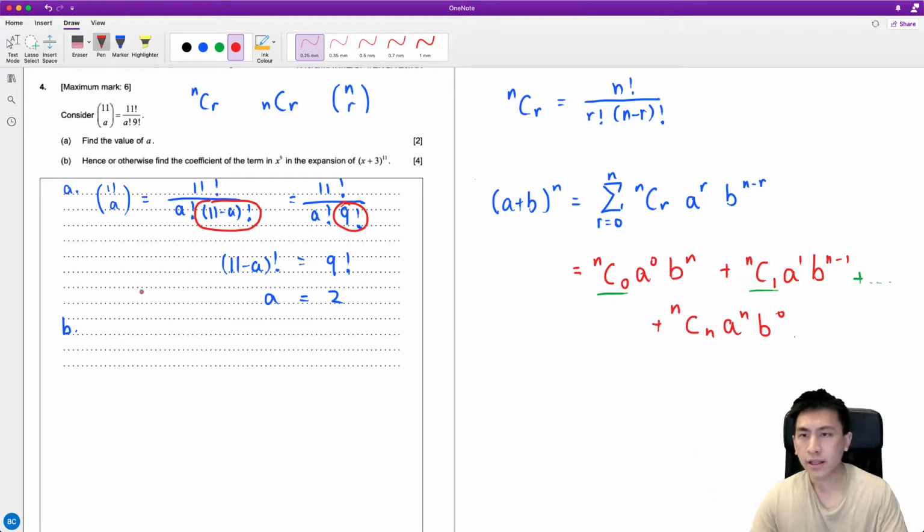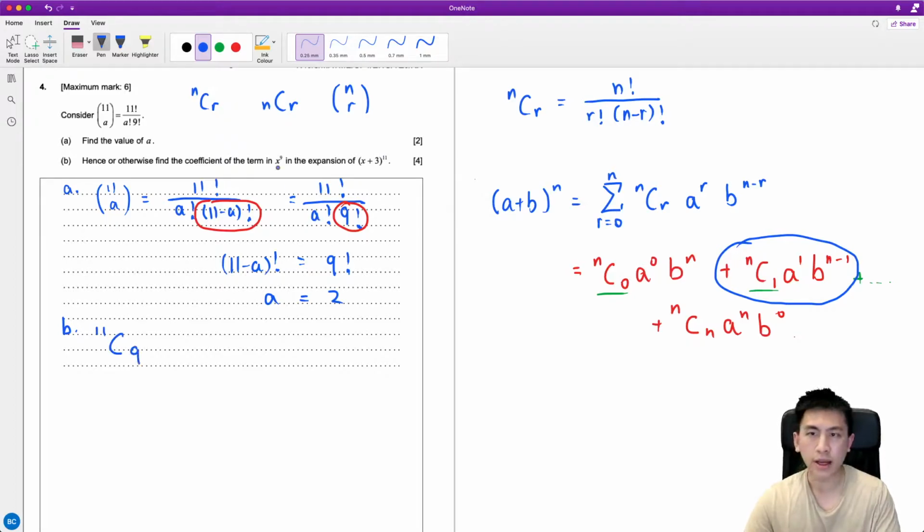Now, in that case, they only ask for one term, right? That means you are looking at just one of these terms, right? So what you can do is simply pick out what you need, right? You need the term with the x power of 9, right? So you'll be looking into 11, since the power is 11, right? n is 11. So 11C9, because you're looking at the x to the power of 9, right? And then x to the power of 9, and b, in that case, b is 3, right? So 3 to the power of 11 minus 9, which is 2, right? That would be the term of x to the power of 9, right?